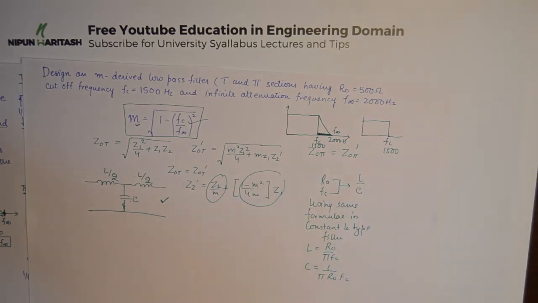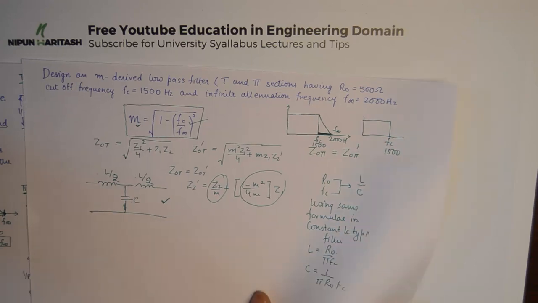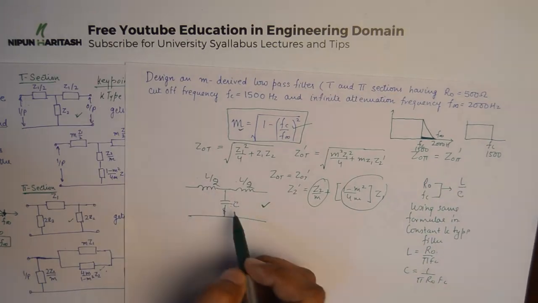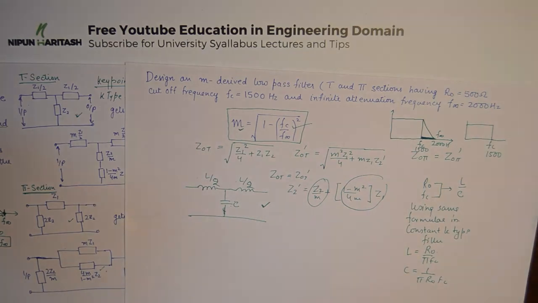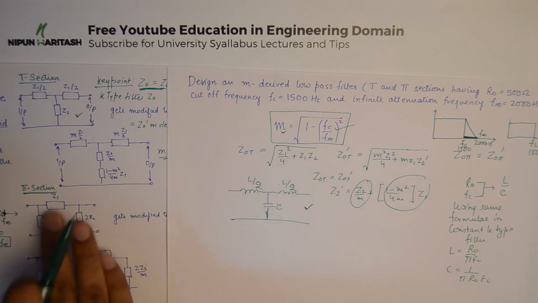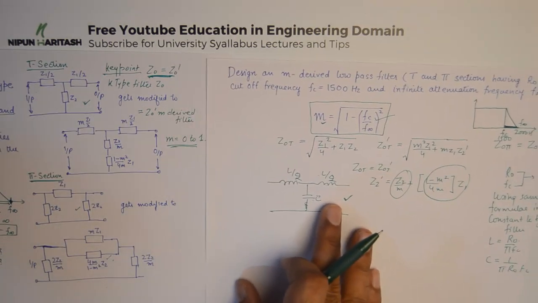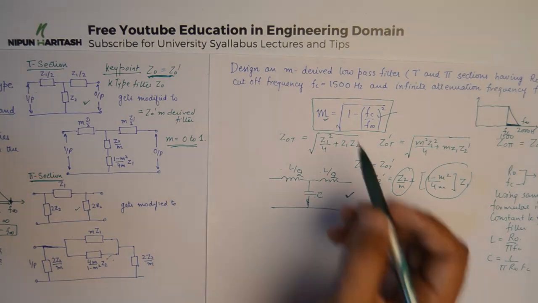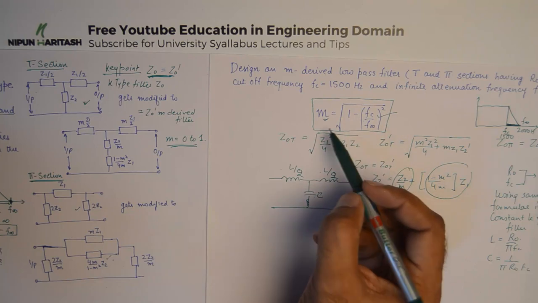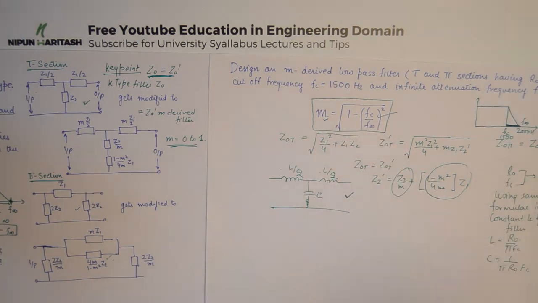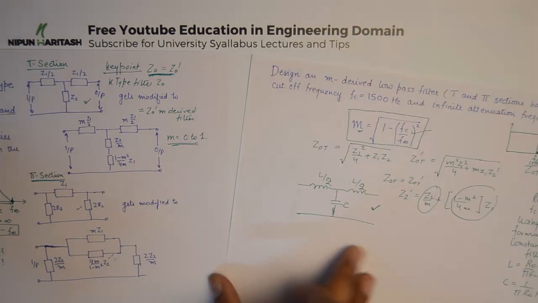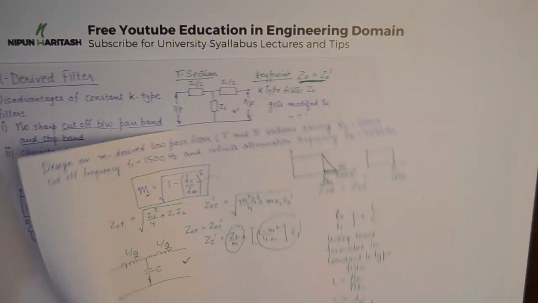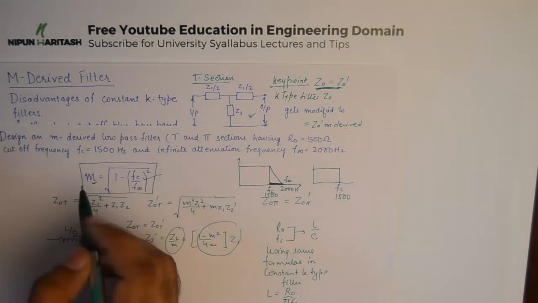So m-derived filters are designed by fine-tuning the components L and C in both T and pi sections by using these formulas, or by these modification parameters, and the value of M is calculated like this. And the reason why M is calculated from FC and F infinity is already clear to you with the discussion. And I hope this discussion of M-derived filters introduction was of help, and you could now solve this numerical.